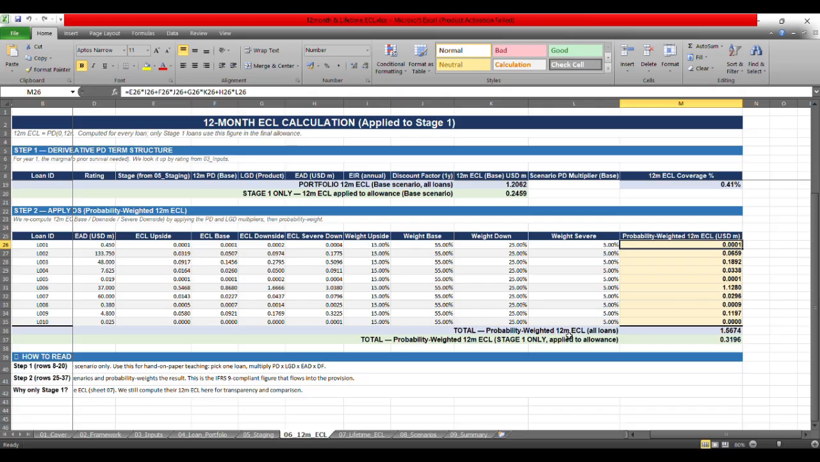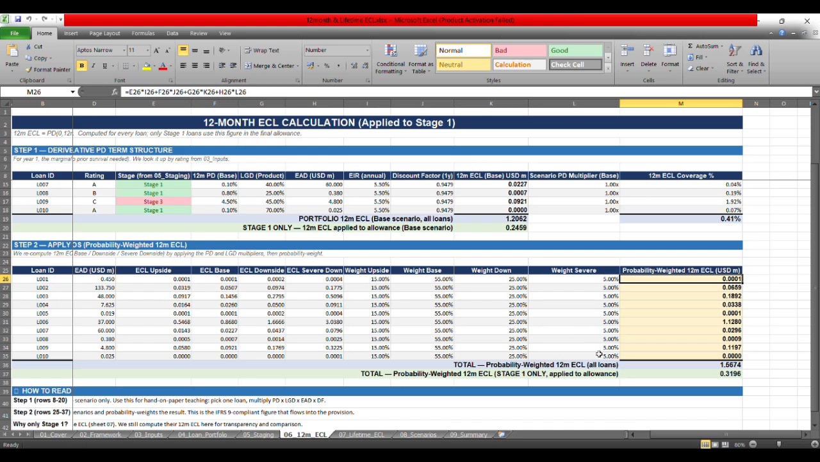If you have it across all the loans, you have 1.56 million. But if you just go specifically by the definition, then we have approximately 0.32 million allocation for the stage 1 loans only, and that's what we are looking at.